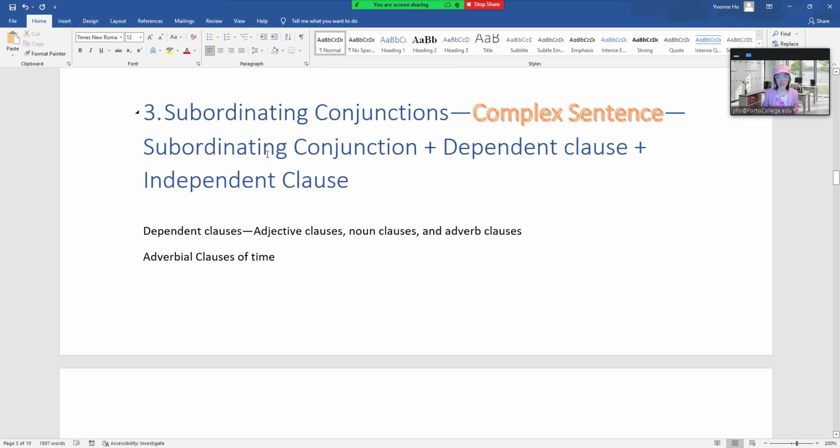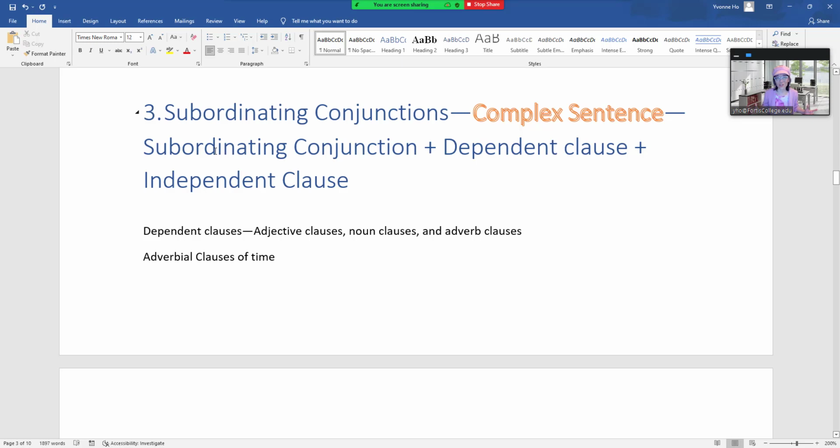The next kind of sentence is known as a complex sentence. A complex sentence is a dependent clause joined together with an independent clause. Now, a dependent clause, if it's by itself, is a sentence fragment. And so there are many different kinds of dependent clauses. You can have an adjective clause, a noun clause, and an adverb clause, which I'll go over in a second. So, what is an adjective clause?